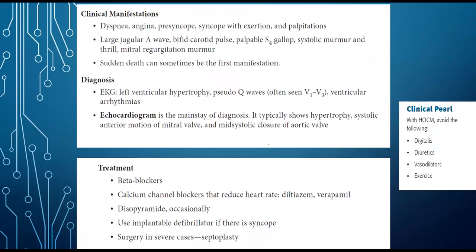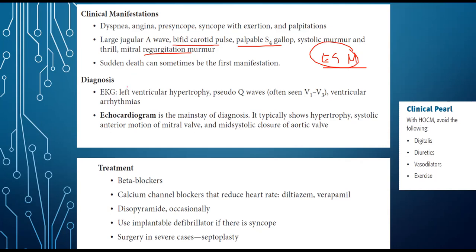The symptoms will be the same as heart failure. You can get some other findings like a bifid carotid pulse. You can get an S4 gallop rhythm. You can get a systolic murmur or mitral regurgitation murmur here. Not too much is important about the murmur, but one important thing is that HOCM can give you the same murmur as aortic stenosis. So remember the aortic stenosis murmur, which is commonly found in the right second intercostal space, and it's an ejection systolic murmur. HOCM can also give you the same ejection systolic murmur, but it is commonly found in the left fourth intercostal space. Okay, so that's common. Sometimes it can give you a mitral regurgitation murmur as well.